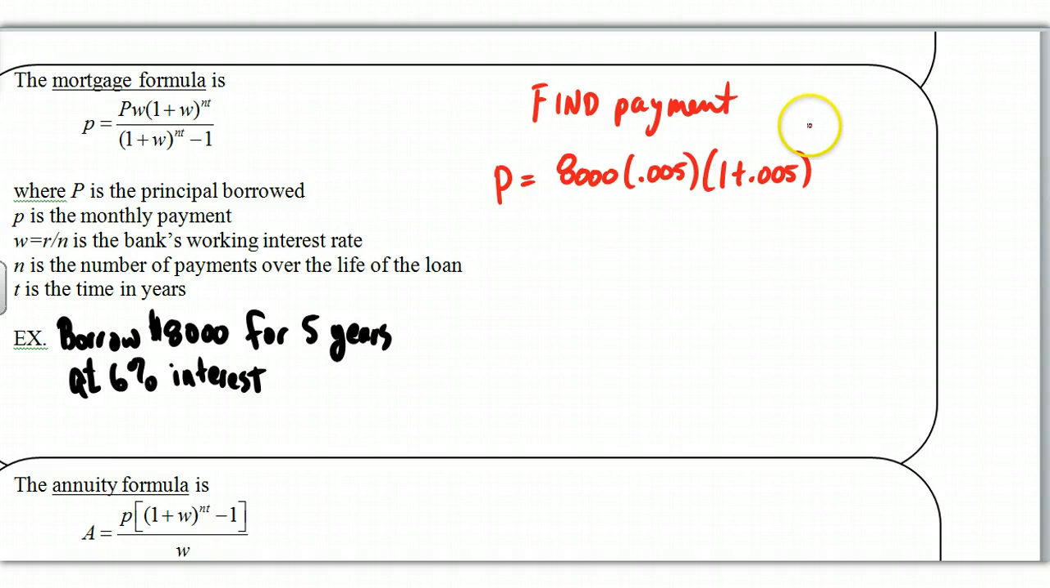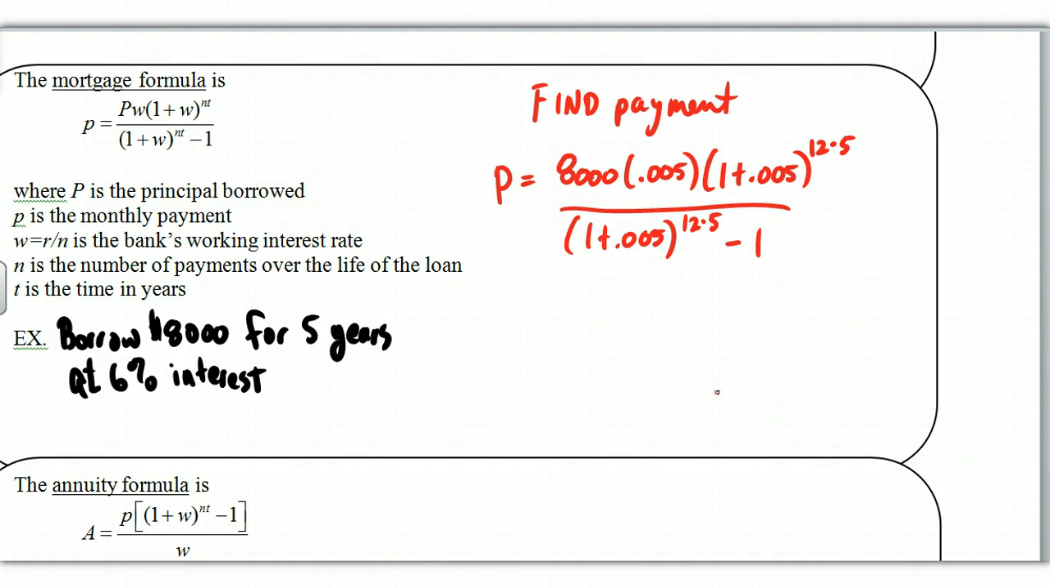0.005 raised to the nt. So I'm doing this monthly again, and that would be 12 times 5. And we do this all divided by whatever it says there, 0.005 raised to the 12 times 5 again. And that is multiplication there, and then this would be minus 1.